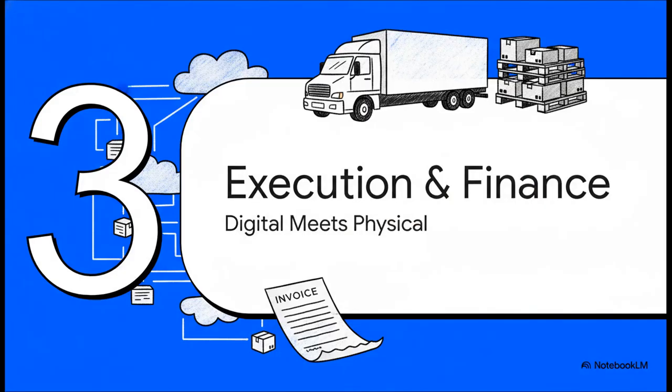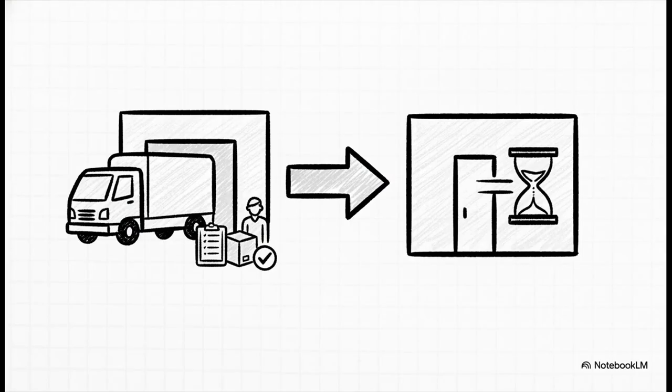Okay, now we get to the action. This is where all those digital promises and plans we made come crashing into the physical world of trucks, pallets, and, of course, invoices. So picture this. A truck shows up at your warehouse. Your team does a goods receipt, or GR.